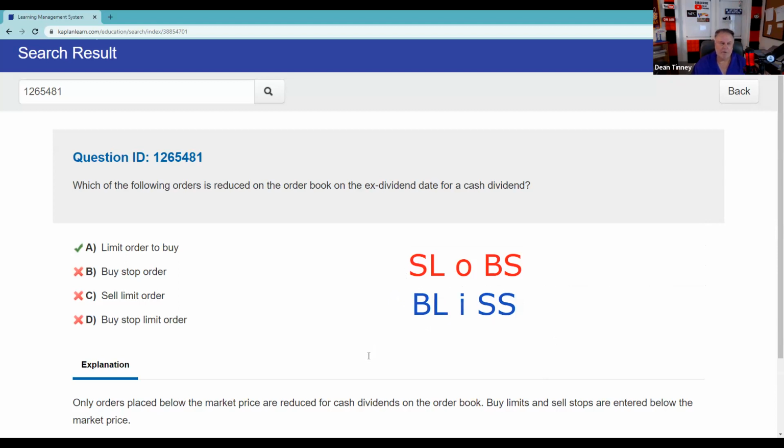Now, I wouldn't want my order triggered, Cynthia, as a result of the ex-dividend date, right? Because remember, the stock is going down by the dividend amount on the ex-dividend date. And I don't want my order to be triggered. And so I'm not going to have a problem with an accidental trigger based on the ex-dividend for any order that is above the market. The only order that could accidentally be triggered on the ex date is an order below the market. And so what this is actually asking you is which of the orders you're looking at is below the market, because we only adjust orders below the market.